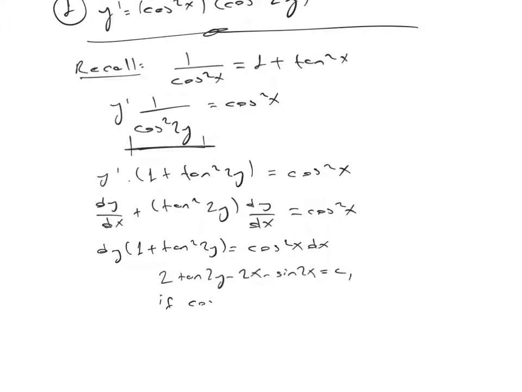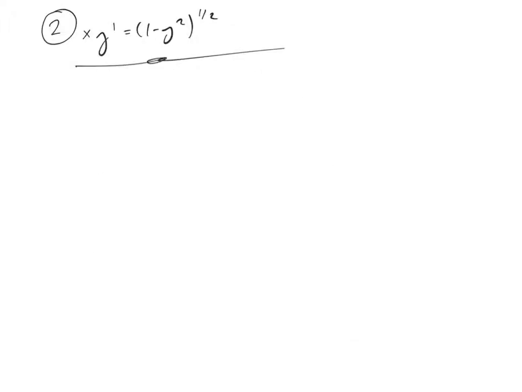Cosine 2y must not equal 0, or y is equal to plus or minus (2n plus 1) times pi over 4, for integer n. Our second differential equation is given in this form, and again we are asked to find the solution.